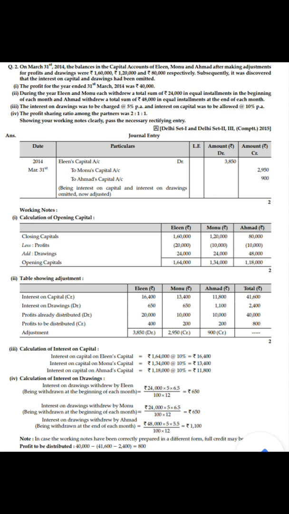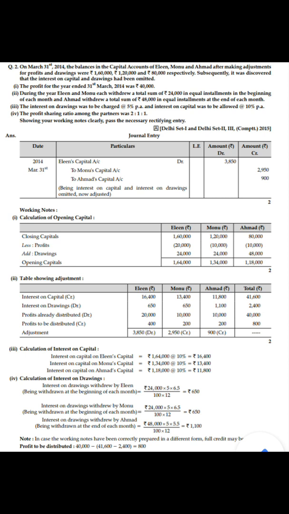As we know, Aline and Monu had withdrawn the amount at the beginning of each month, and Ahmed had withdrawn the amount at the end of each month. So, in the case of Aline and Monu, the average period we have to take would be 6.5 months, while in the case of Ahmed it becomes 5.5 months.